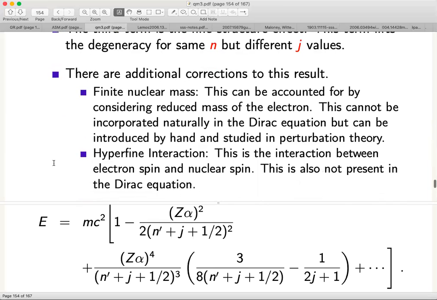Okay, so the next correction is what is called the hyperfine interaction. And this is also related to the fact that we did not care about what the nucleus itself was. All we worried about was what kind of Coulomb potential that source produced. But typically the nucleus is made up of protons and neutrons, and both protons and neutrons have spin. And since the nucleus could be made up of multiple protons and neutrons, the nuclear spin would be a vector addition of all those spins, and that nuclear spin may have interactions with the electron spin, and you need to take those kinds of interactions into account.